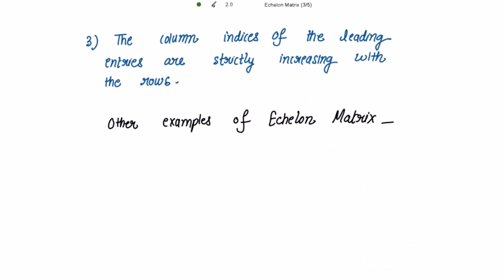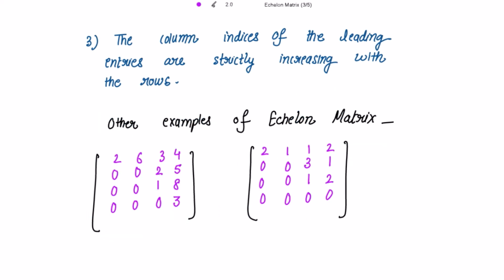Another examples of the echelon matrix are these. Let's check the conditions for the first one. These are the non-zero rows, which are at the top, right? Second condition: zero entries below the leading entry. What is the leading entry for the first row? It is 2, and all other entries below 2 are 0. The leading entry for the second row is this one, and all entries below it are 0. The leading entry for the third row is this one, the first non-zero entry, and below this the entry is 0.